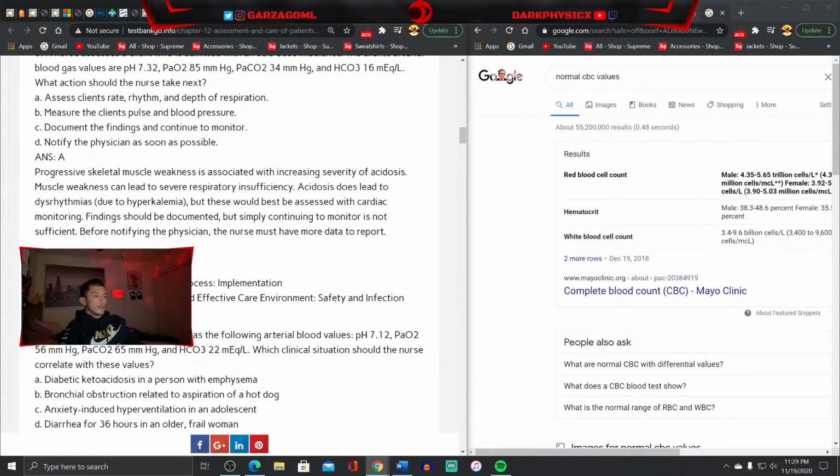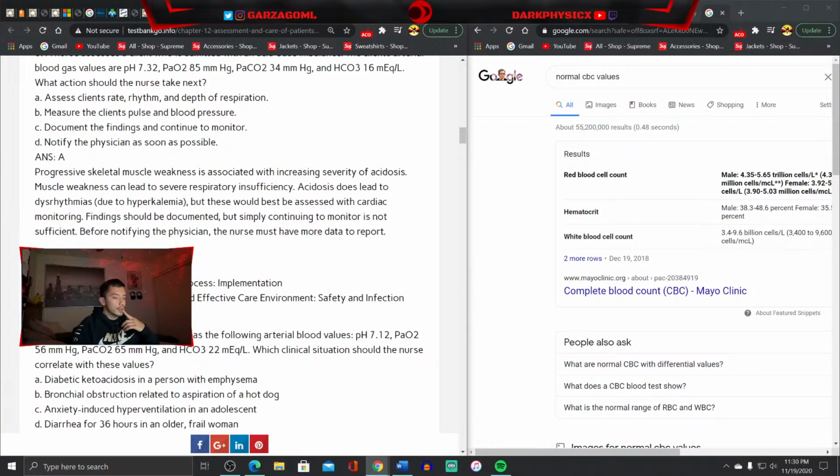Okay. Nurse is caring for a client who has the following ABGs. pH of 7.12. Damn. That client is acidotic as heck. PaO2 of 56. Damn, that's low too. PaCO2 of 65. Super high. And then a bicarb of 22, which is normal. Which clinical situation should the nurse correlate with these values?